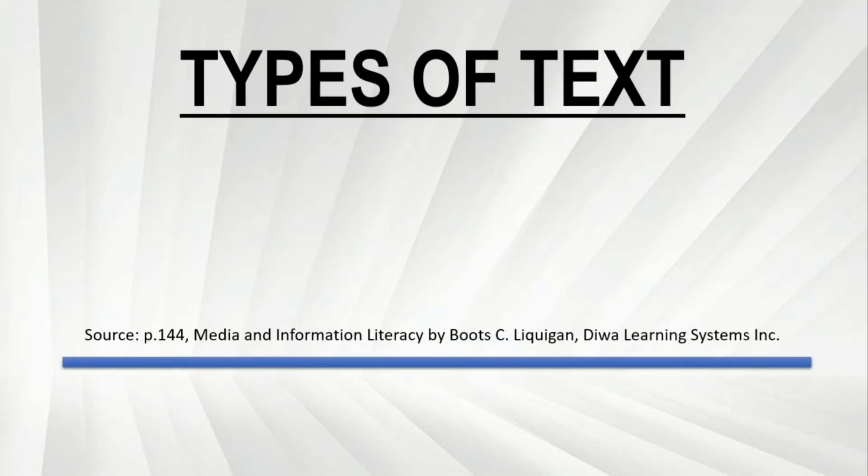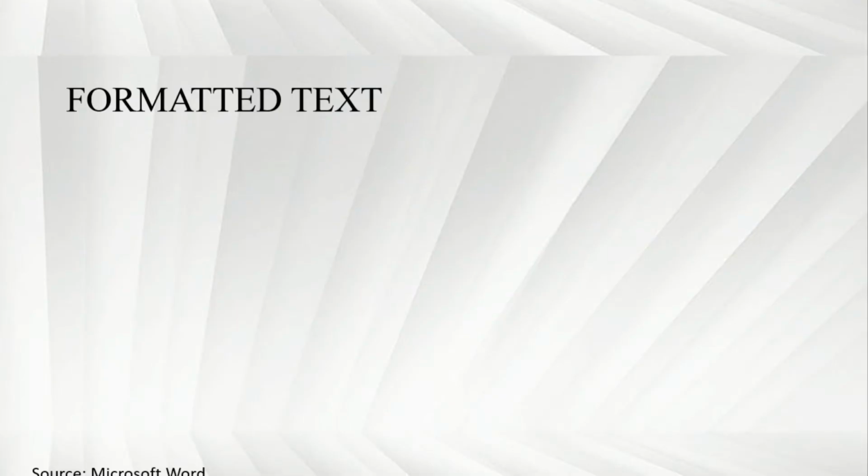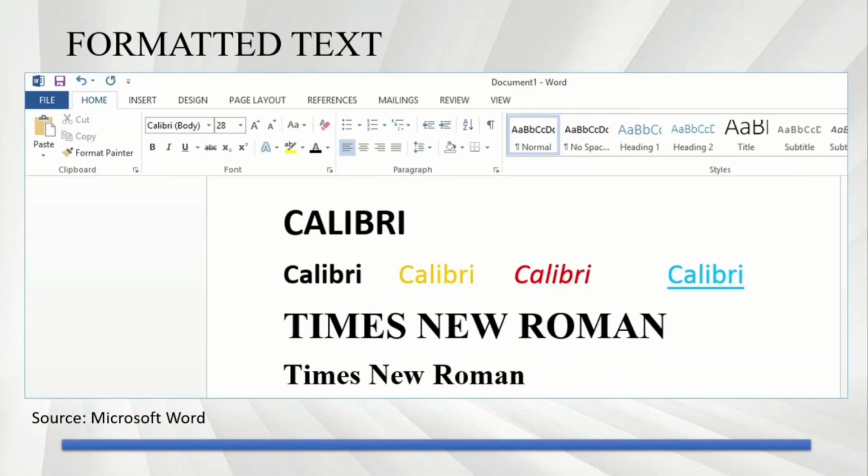Let us now discuss the third type of text. The opposite of plain text is the formatted text. The appearance can be changed using font parameters such as you can bold it, you can underline it, you can italicize it, you can change the font size, the font color, or anything that you want to be changed to your text can be done. Here are some examples of formatted texts that we can see in the Microsoft Office Word.